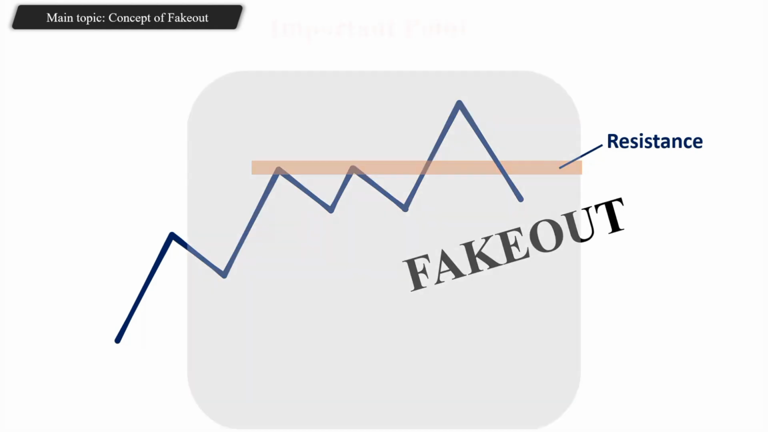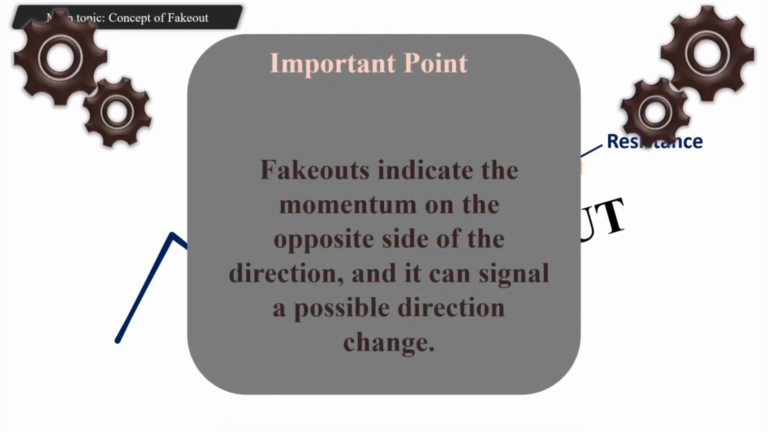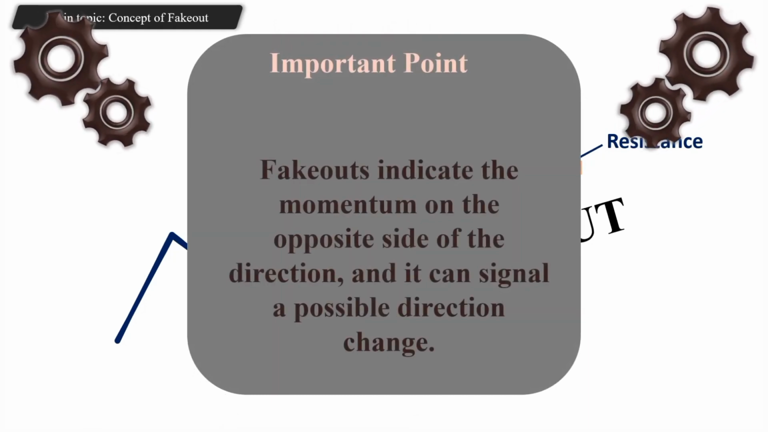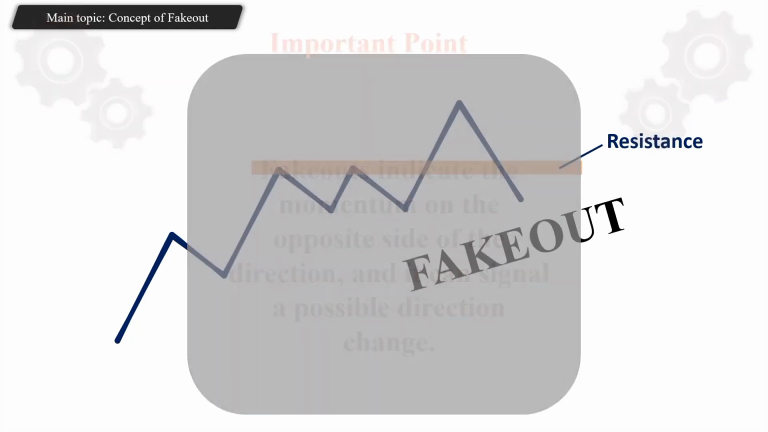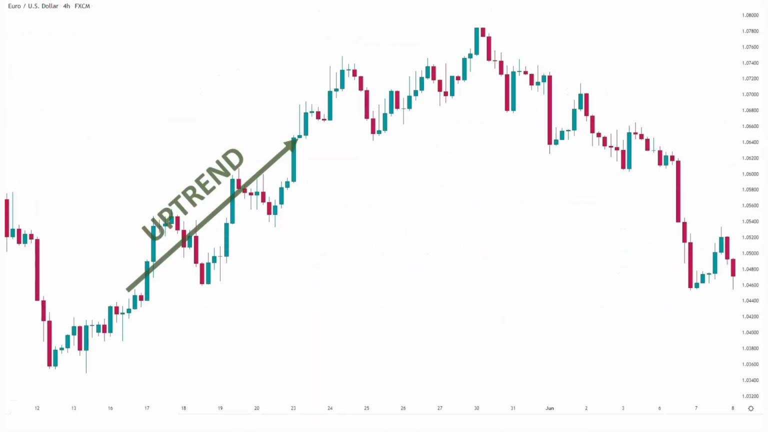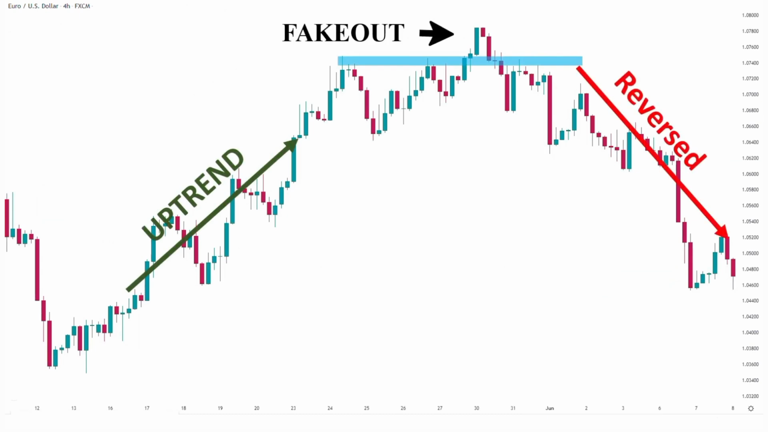So here is an important point. Fakeouts indicate momentum on the opposite side of the direction, and can signal a possible direction change. Here we had an uptrend until we got a fakeout, and the market reversed from here.